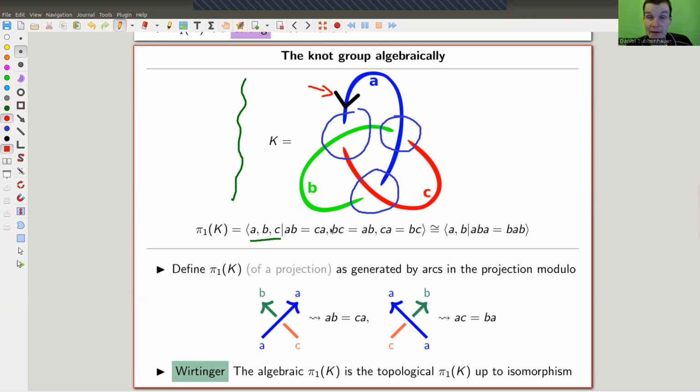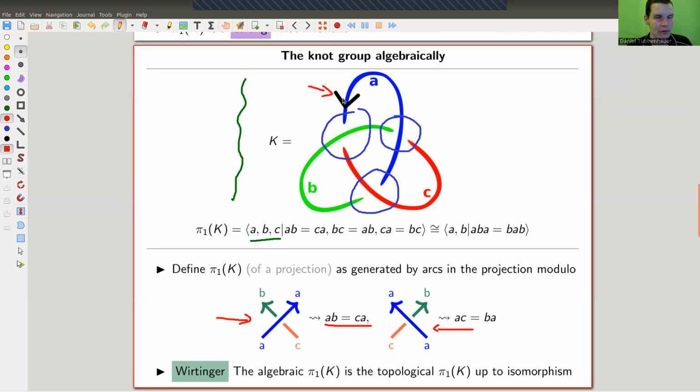So again, the generators are just the arcs, the segments in the projection, and the relations are given as follows. You just look locally at whatever is going on. So here, if A is going over in this way and B and C, then your relation is AB = CA.